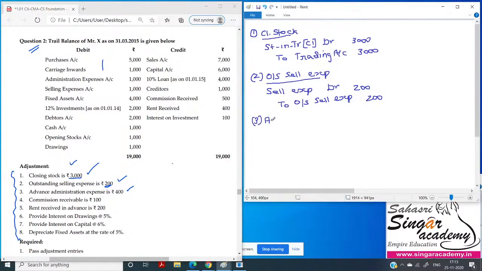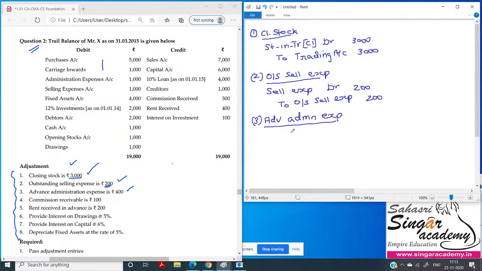So for advance admin expenses, the journal entry will be as follows. Usually if you are making the payment for admin expenses, the entry is admin expenses to bank. If you have not paid, then admin expenses to outstanding. If you have paid in advance, this will be just the reverse of that.